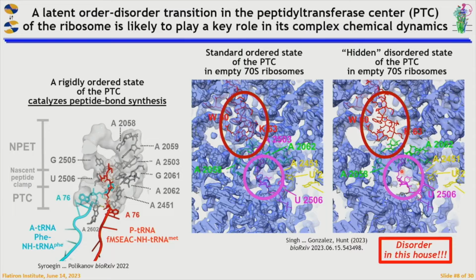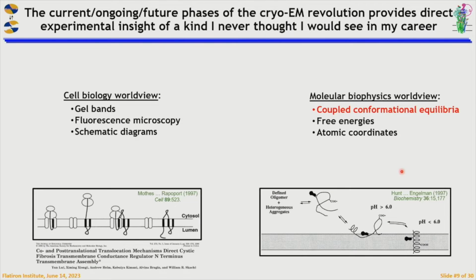So on to CFTR. To my mind, one of the really exciting things about cryo-EM is that I think it's going to allow us to link what I call the cell biology worldview, gel bands, fluorescence microscopy, schematic diagrams, to the molecular biophysics worldview, which involves coupled conformational equilibria, free energy, and atomic coordinates. I'll give you an example of that in a couple of minutes.